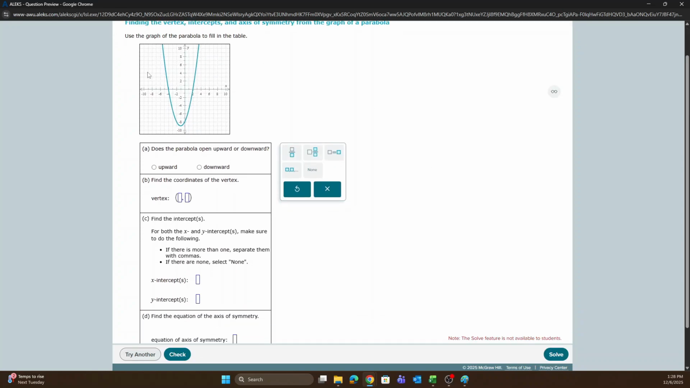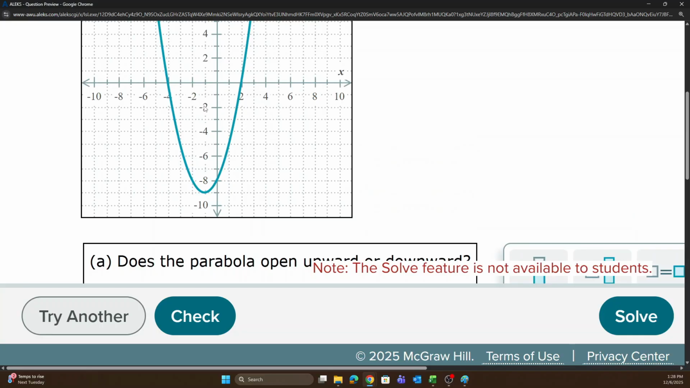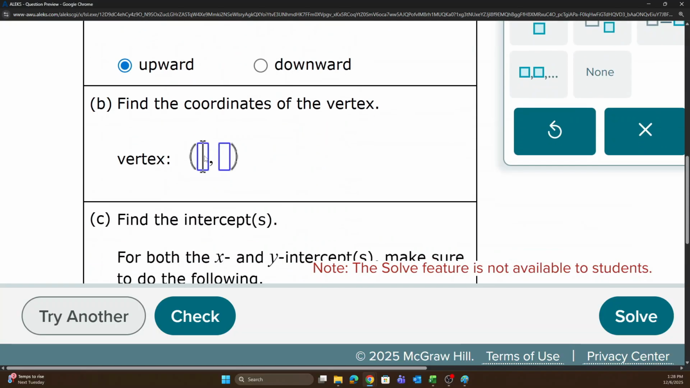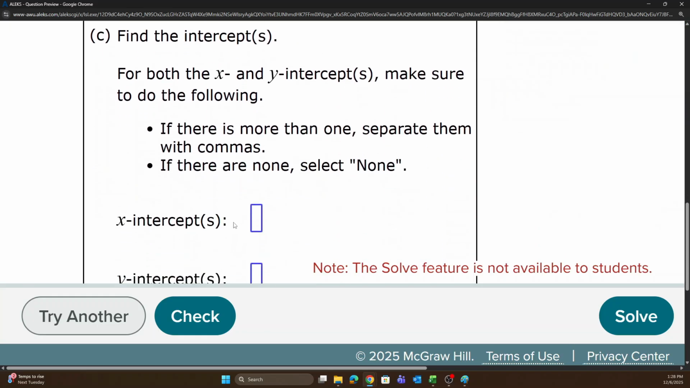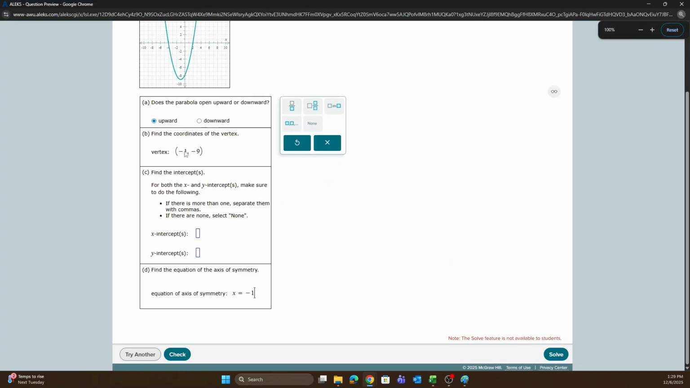All right, so here we have a parabola facing upward. So this one we know it's opening upward. Our vertex is this point here. If we look down at this point, that's -1, -9. This also tells us our axis of symmetry is at x equals -1, so we can go ahead and put that in: x equals -1, because that is the x coordinate of our vertex.